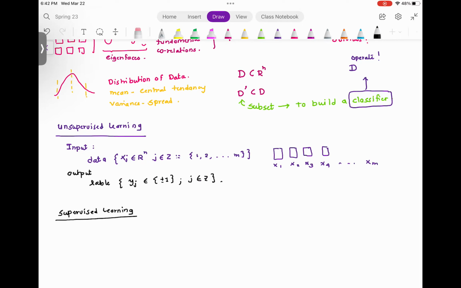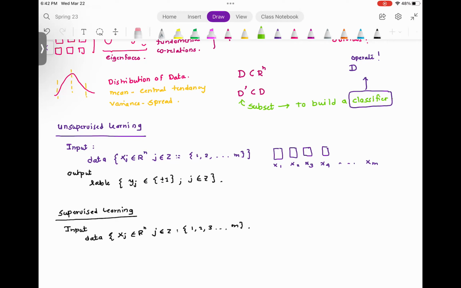In supervised learning, what we have is input and we have data, where this data is x_j in R^n, j. And again, what I'm saying is I'm describing the same data set. So first representation, the input, and you have the data.